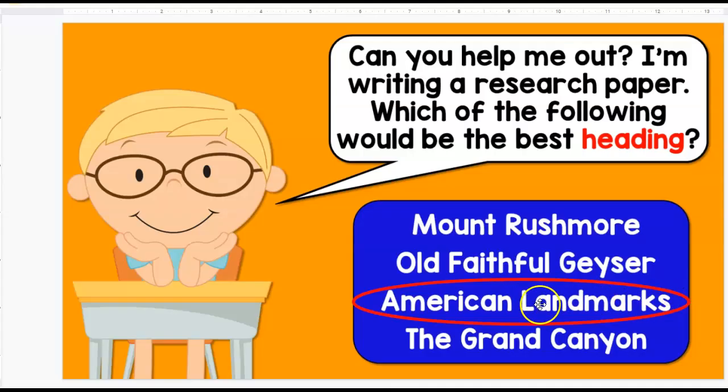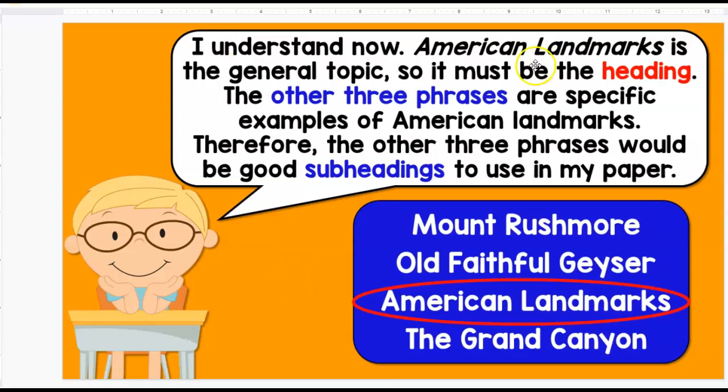So this one, American landmarks, there are hundreds of American landmarks for us to look at. So that's a broad topic. Now the individual smaller ones are Mount Rushmore, which is where the presidents' heads are, Old Faithful Geyser, that's in Yellowstone where the water comes spurting out of the ground, and the Grand Canyon, which is awesome to go see. Okay, I understand now that American landmarks is the general topic, so it must be the heading. And then the other 3 phrases are specific examples of American landmarks. Therefore, the other 3 phrases would be subheadings to use in my paper.